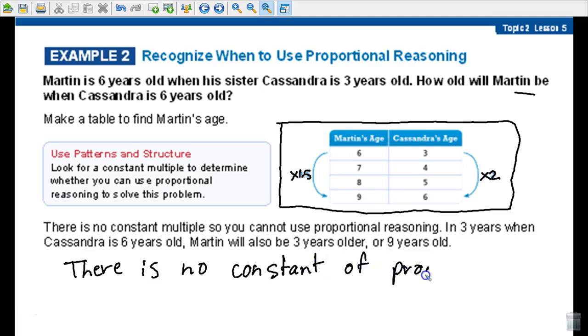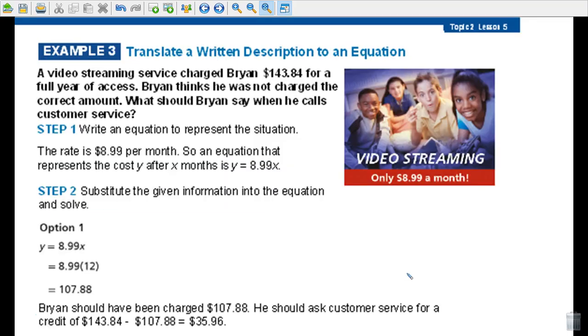They are not proportional. It does not work. You cannot use proportional reasoning. So hopefully everybody understands that. If you don't, rewind. There is no constant of proportionality. Okay, cool. Example 3.